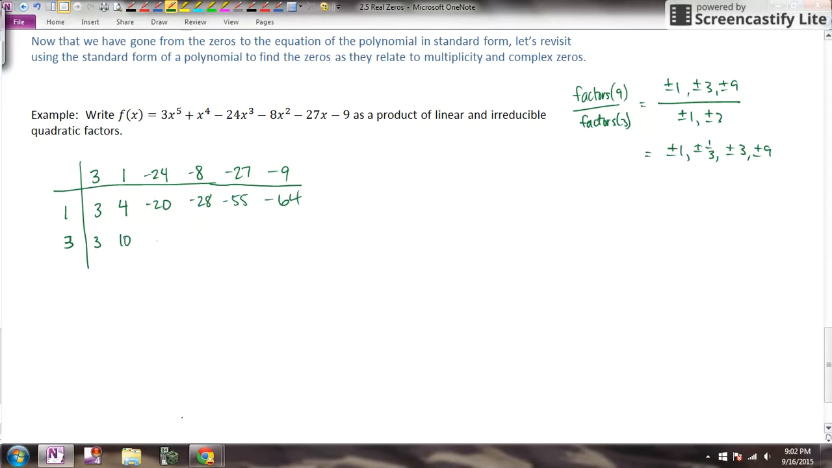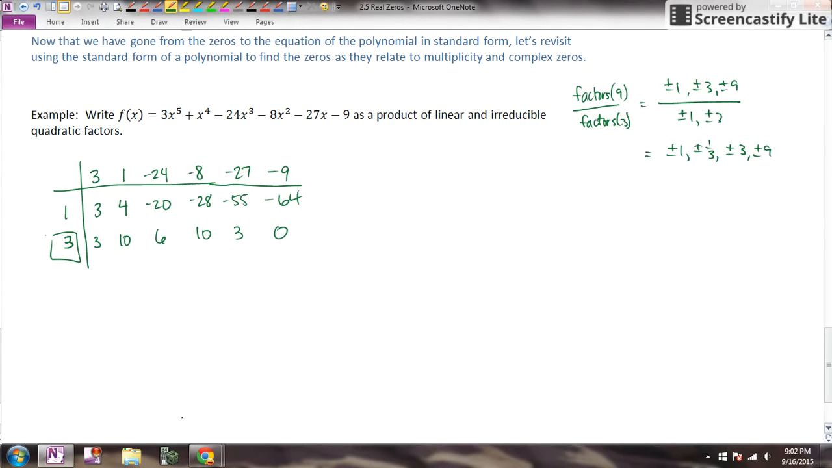30 minus 24 is 6. 18 minus 8 is 10. 30 minus 27 is 3. And 9 minus 9 is 0. Wow, nailed it. Got one. 3 works. That is fabulous. So I'm feeling pretty good.